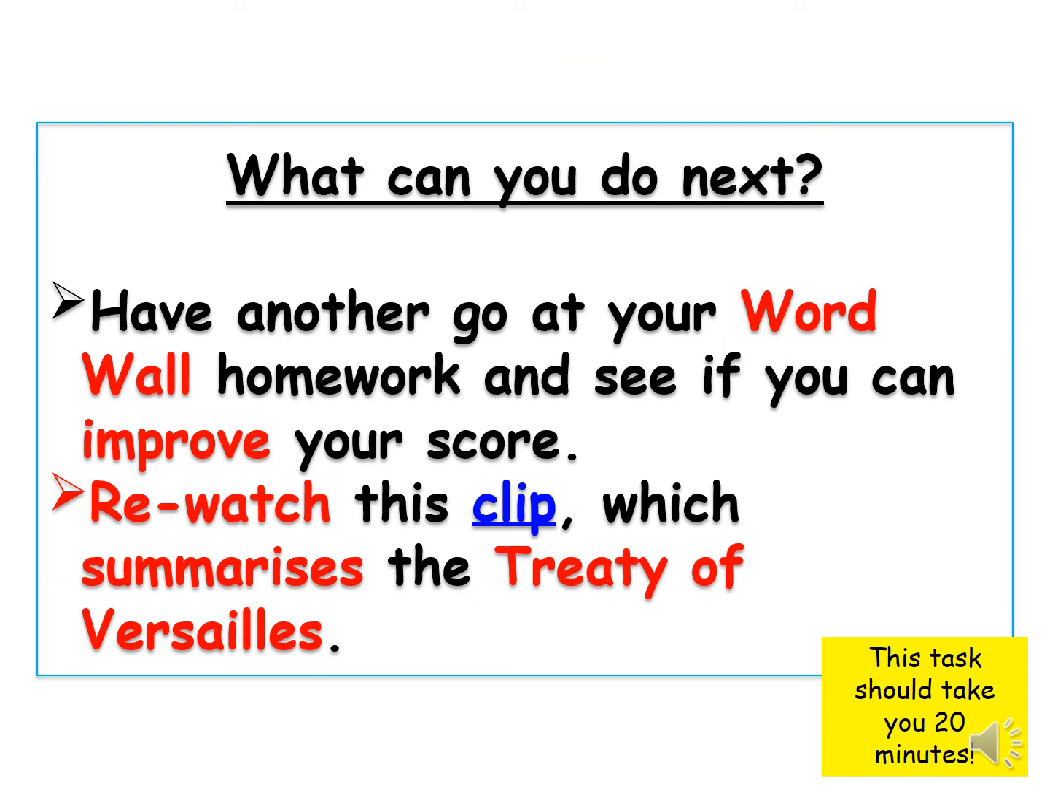If you'd like to continue your learning, you could have another go at your word wall homework, which you can access via class charts and see if you can improve your score. And there's a clip that you've seen in class that you could have another look at by clicking on this hyperlink, which summarises the Treaty of Versailles. If you've got any questions, contact your teachers on class charts.